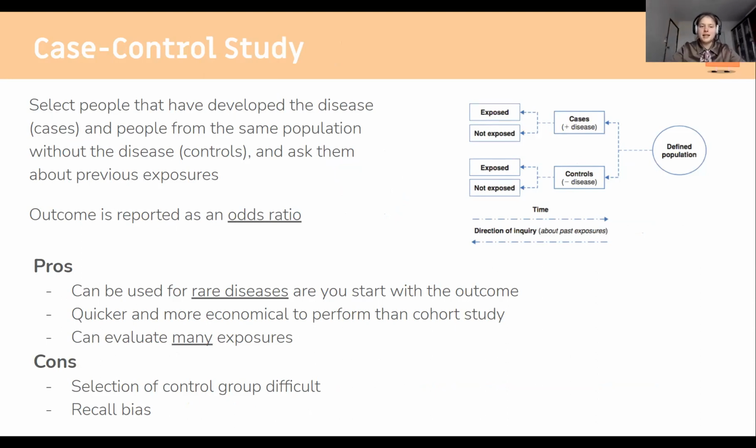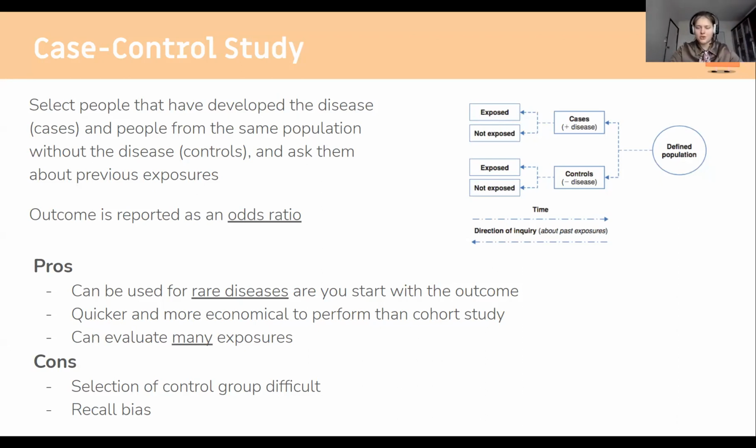So a case control is when you select people that have developed a disease, so they're called cases, and people from the same population without the disease, and you ask them about their exposures. You can see over there we have time going forward and direction of inquiry going backwards. The direction of inquiry going backwards means that these people have already developed the disease, and then you try and figure out what caused it. So you always have to go backwards in their lives to a time when they didn't have the disease, then what caused them to have the disease.